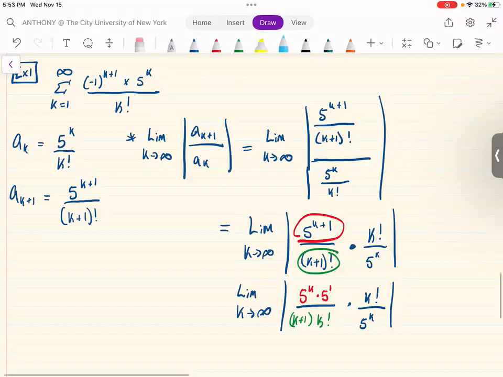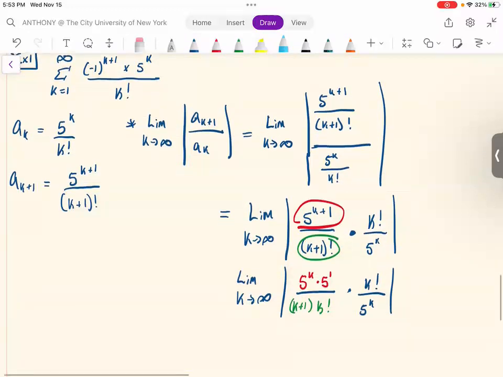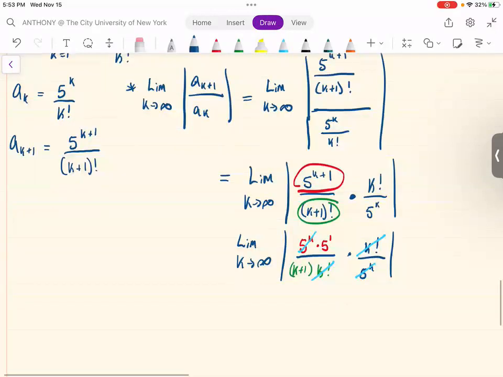Things can cancel out. Notice that in the numerator, there's a 5 to the k, and there's a 5 to the k in the bottom, so they're gone. There's a k factorial in the numerator, and there's a k factorial in the bottom, so they're also gone. Therefore, we have the limit as k approaches infinity of the absolute value of 5 over k plus 1.